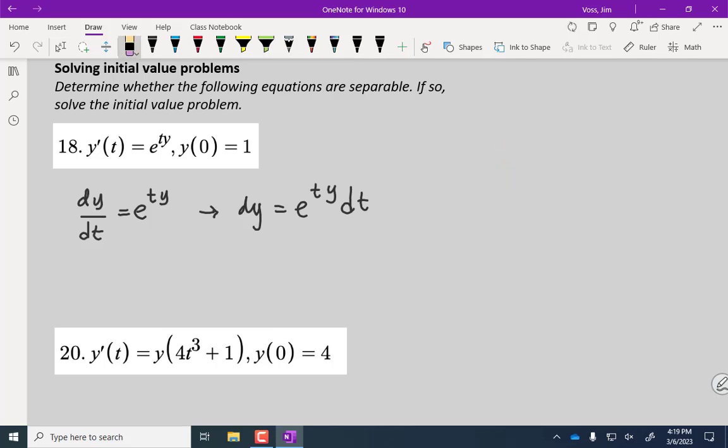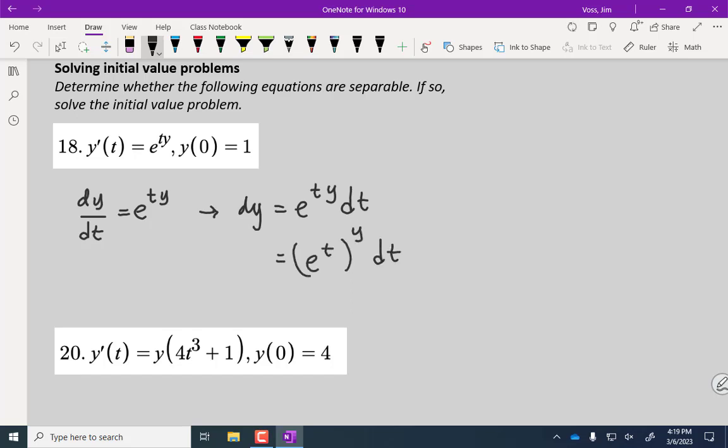Is there a way? Is it possible? No, it's not possible. We cannot separate it. The only thing you could do is say, okay, well, what about if we do this?